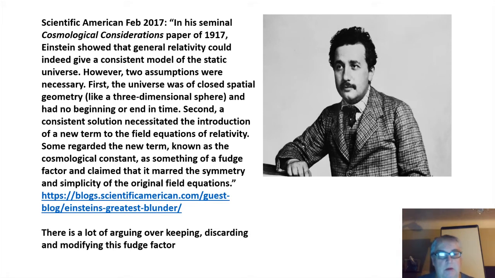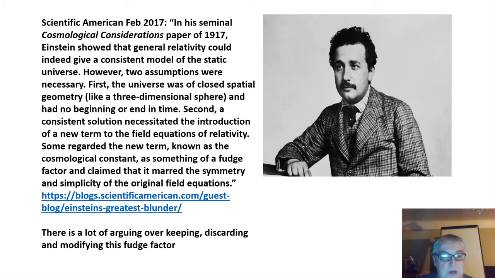So this is pointed out in Scientific American, February 2017. In Einstein's Cosmological Considerations paper of 1917, Einstein showed that general relativity could indeed give a consistent model of the static universe. However, two assumptions were necessary. First, the universe was of closed spatial geometry, like a three-dimensional sphere, and had no beginning or end in time. Second, a consistent solution necessitated the introduction of a new term to the field equations of relativity.